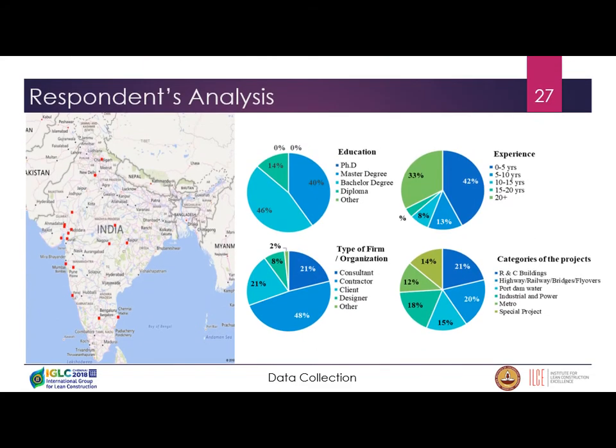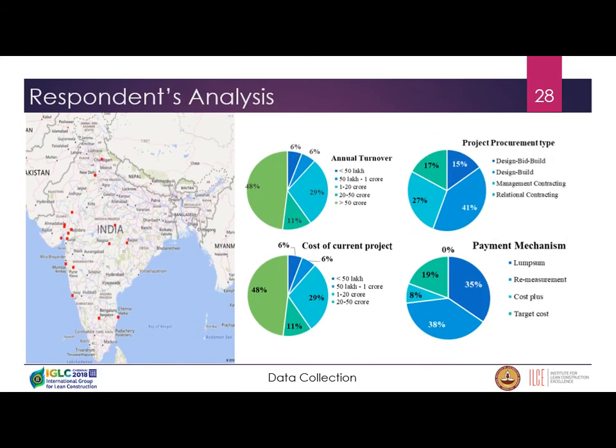Further, this is the respondents analysis. These are the cities from where the data was obtained across India. They were rated on a Likert scale. There were various units of analysis like education, experience, categories of the project, type of firm, annual turnover, cost of the current project, project procurement type, and payment mechanism. On those bases, different rankings were given to the different factors.